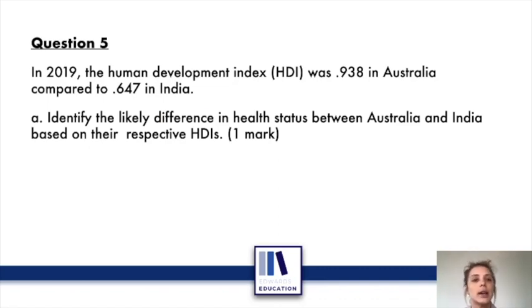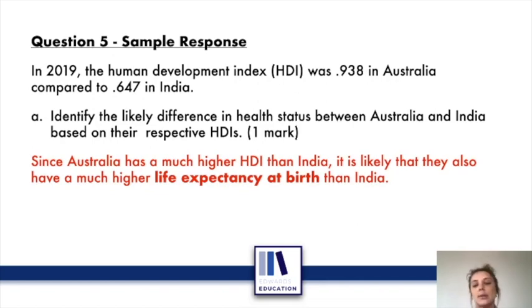Question 5, in 2019, the Human Development Index was 0.938 in Australia compared to 0.647 in India. A asks us, identify the likely difference in health status between Australia and India based on their respective HDIs. This is only 1 mark here. Now the key giveaway here is the fact that they've used the words health status. We know therefore that the only indicator relevant to health status in the HDI is life expectancy. If Australia's HDI is much higher, then we know that their life expectancy at birth must be also much higher than India.